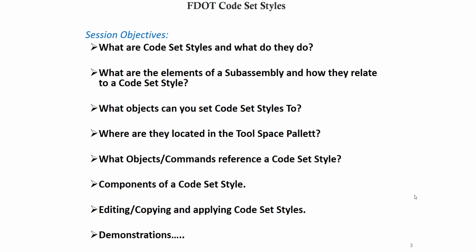Then we'll talk about the commands and objects that reference a code set style, or what objects in a drawing are currently using code set styles and how to find them. Then we'll talk about the components of a code set style. We'll take a look at the dialog box and all the different parts of it and what they mean. And then we'll go into editing, copying, and applying code set styles to different objects. Then we'll demonstrate how to create a few code set styles, such as how to render a code set style, maybe how to do a standard material with a fill hatch pattern, or how to just show a standard 2D planimetric view of a code set style.